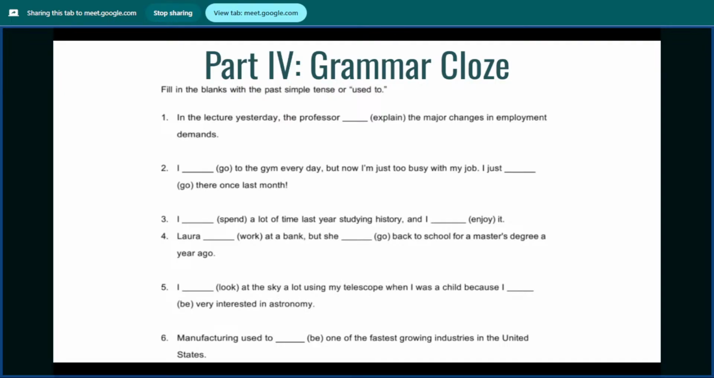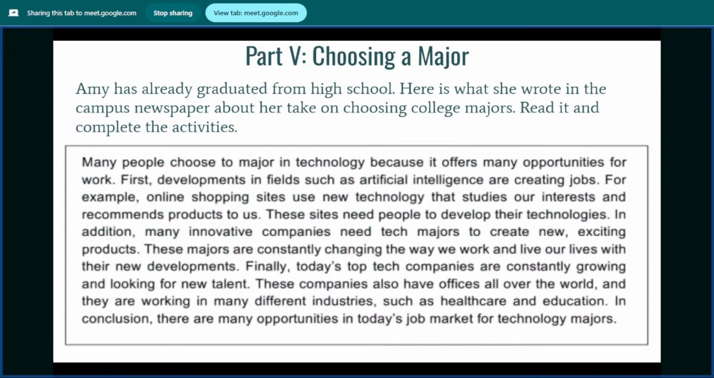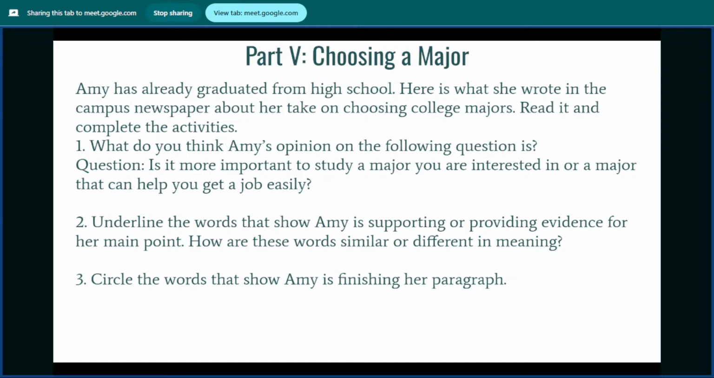Manufacturing used to be one of the fastest growing US industries. Very good. Now, the answers are given over here. Next, over here, you have an article. Amy has already graduated from high school, and here is what she wrote in the campus newspaper about her take on choosing college majors. You have to read it and complete some activities which are given over here.